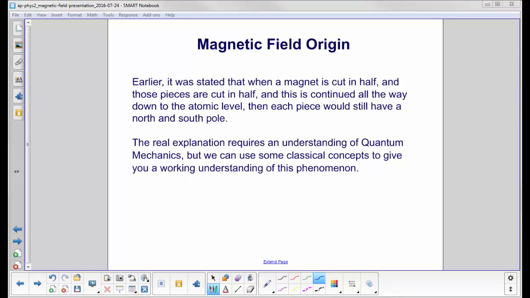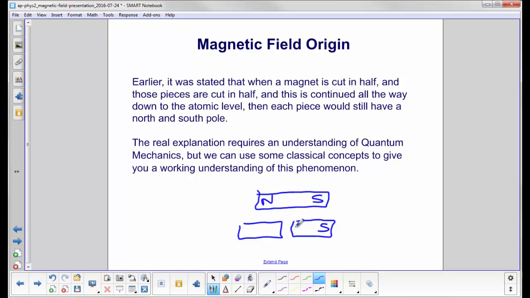Earlier, we stated that when a magnet is cut in half, and those pieces are cut in half, and this is continued all the way down to the atomic level, each piece would still have a north and a south pole. So we'll do the first cut here. We cut it in half. This piece has a north and a south pole, and this piece has a north and a south pole.